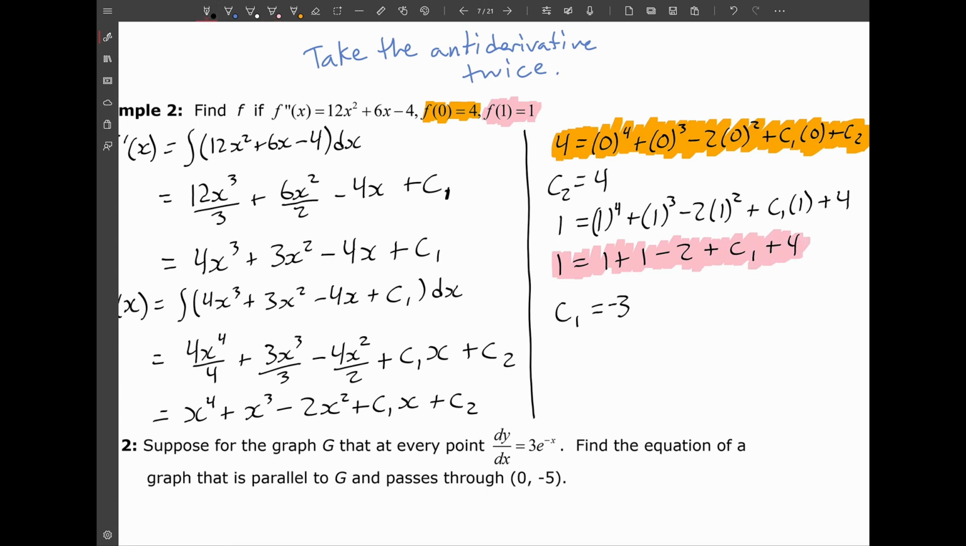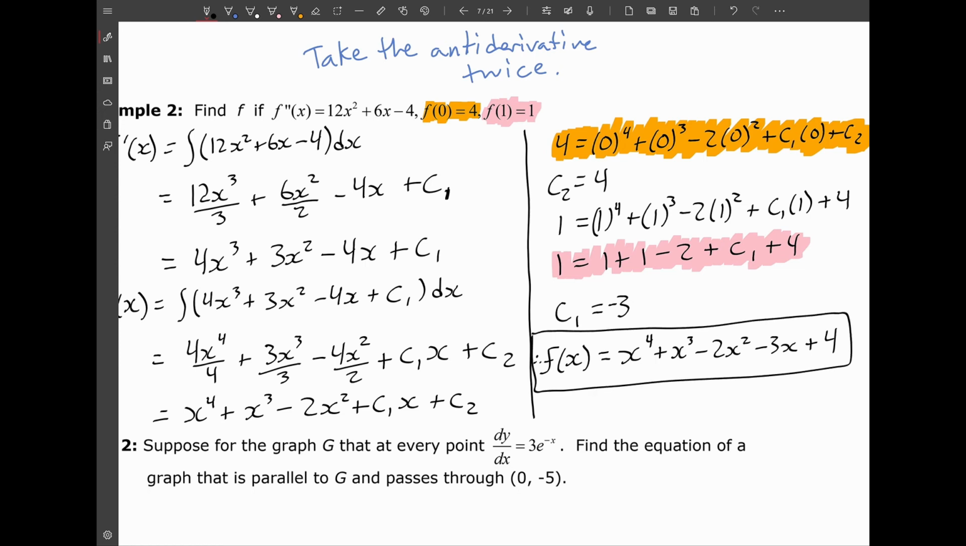Now that we have both of our constants, we can finish this thing. So f of x is therefore equal to x to the power of 4 plus x cubed minus 2x squared, well, I should say minus 3x, so that's throwing in my c1, minus 3x plus 4, my c2. And that is the solution to our differential equation.